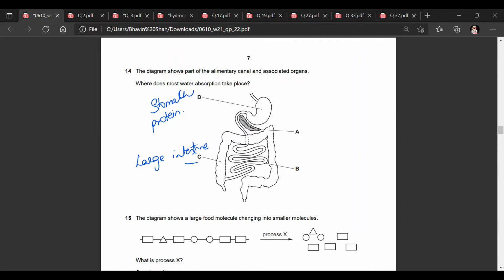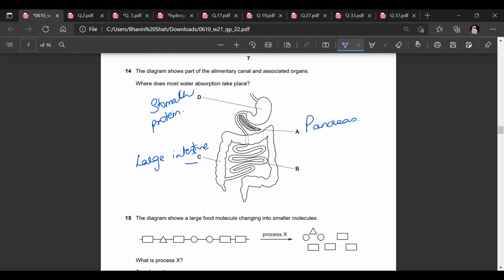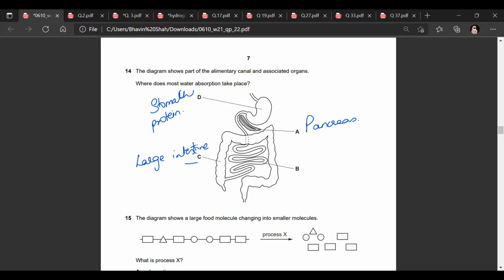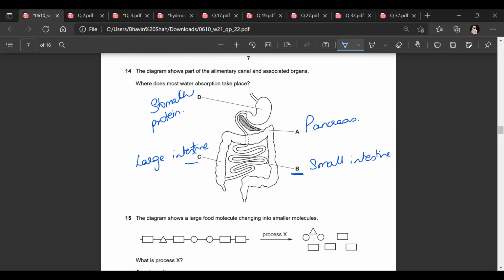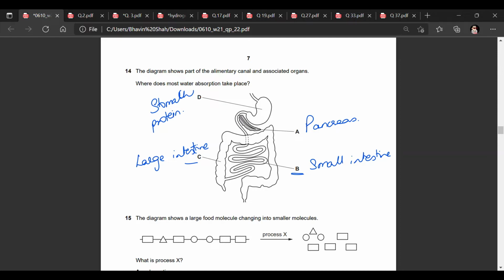Then A is a structure called the pancreas, a very dynamic structure in the body, which is an endocrine gland as well as an exocrine gland. And B is the small intestine. The most amount of water is reabsorbed in B, the small intestine. The remaining water is reabsorbed in the large intestine.